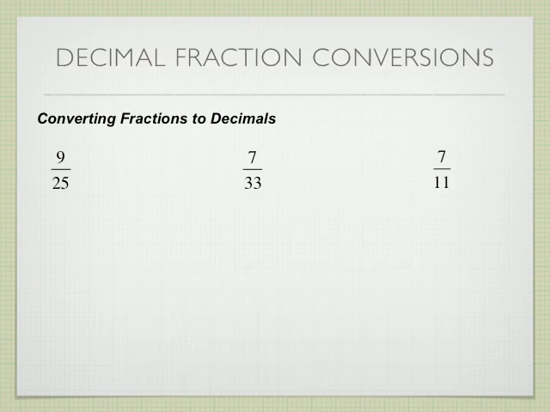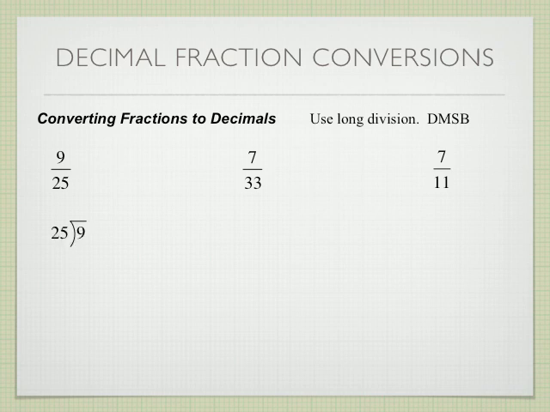First of all, converting fractions to decimals. We've got 3 examples we will work through: 9 25ths, 7 over 33, and 7 over 11. So we're going to use long division. For those of you that don't remember long division, we're going to hit it twice during this semester. Right now it's just with numbers, and the next time you see it, it's going to be with polynomials, which is a lot more involved. So get used to it here. The thing that we'll do over and over is divide, multiply, subtract, bring down. That's what the DMSB is for.